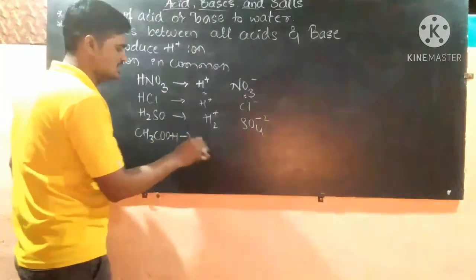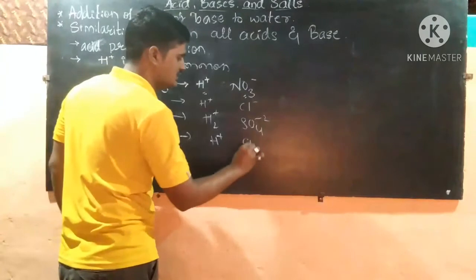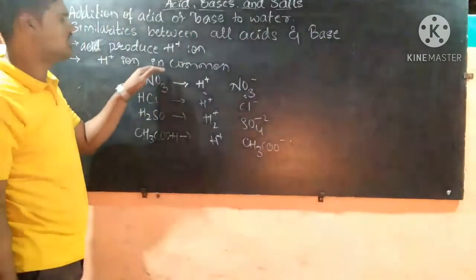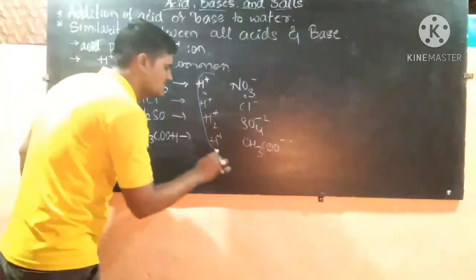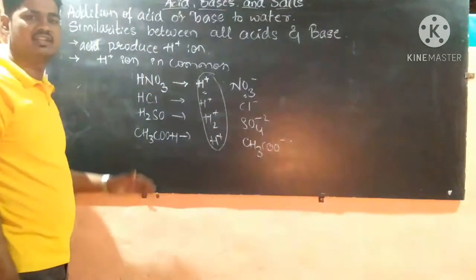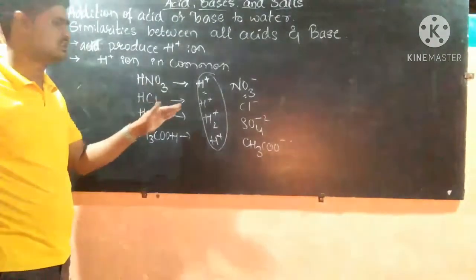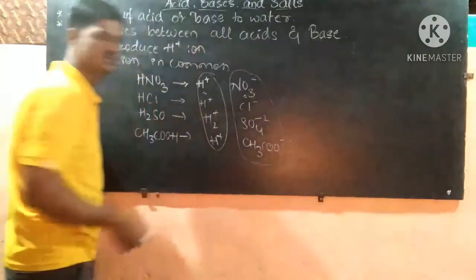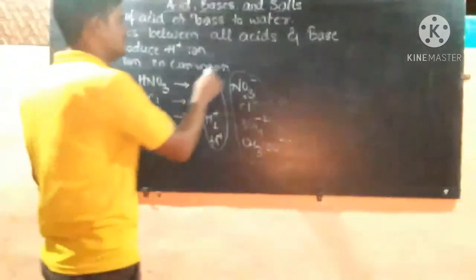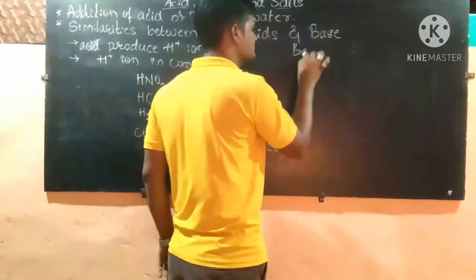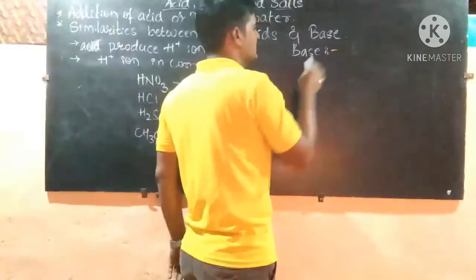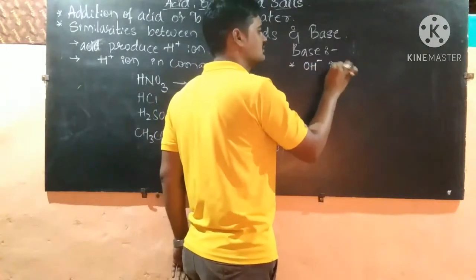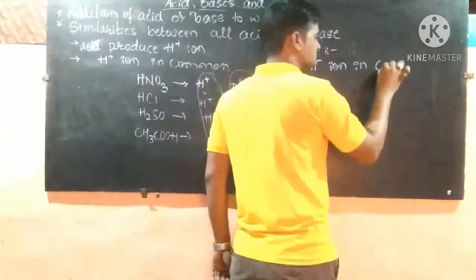CH3COOH, that is acetic acid. It is having H plus and CH3COO minus ion. In this way, all the acids are having H plus ions in common. We can tell that acids usually have H plus ions in common, and the negative ion may be different. Okay, and let's come to the base. Usually all the bases are having OH minus ions in common.